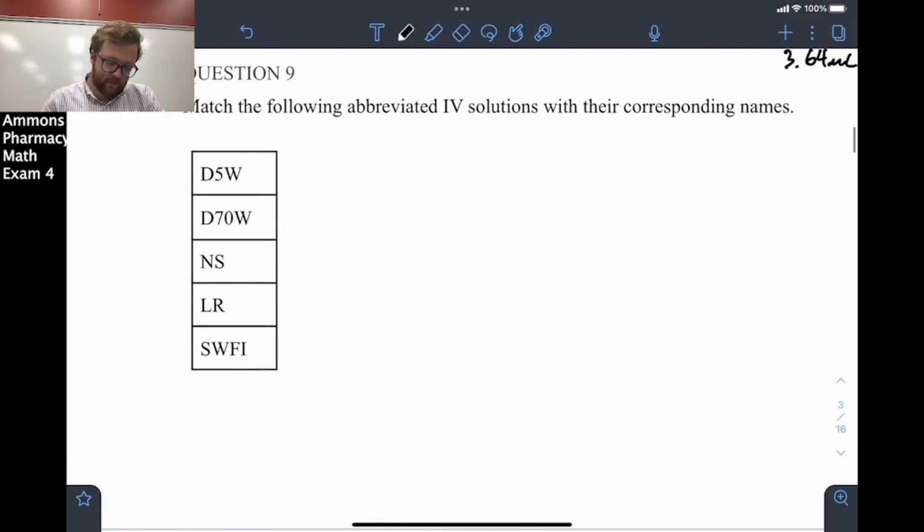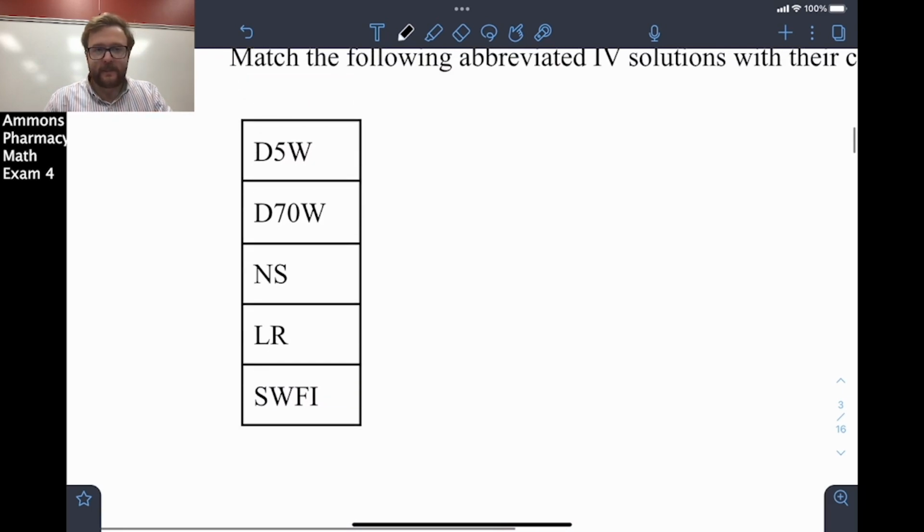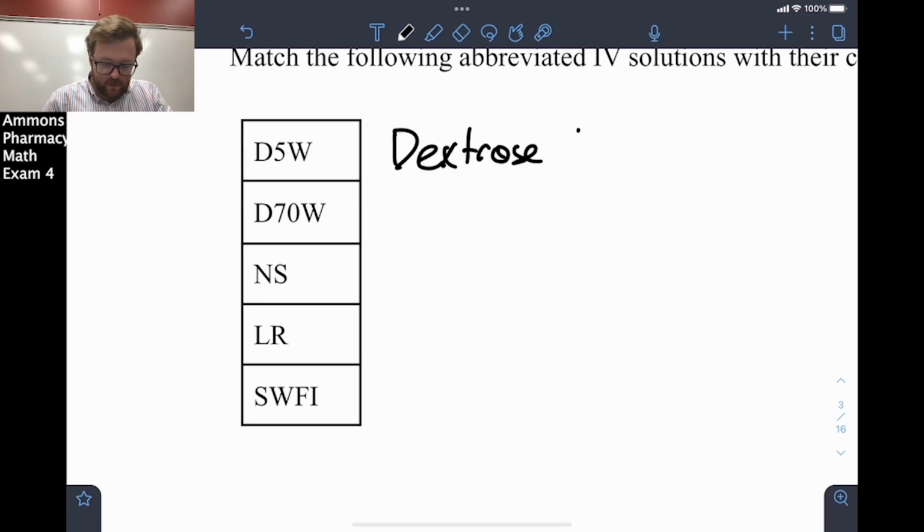All right, so this one. Anytime you see D something W, it's going to be dextrose, that percent in water.